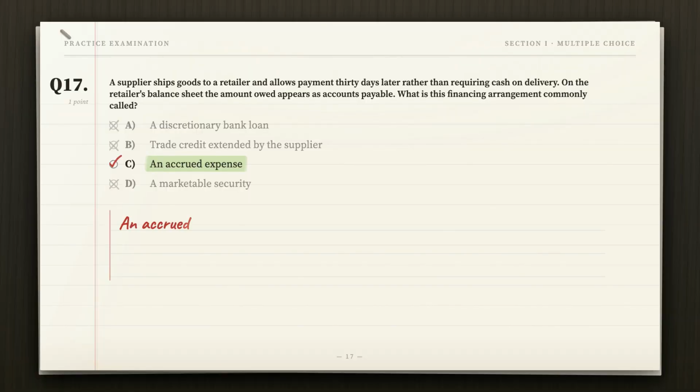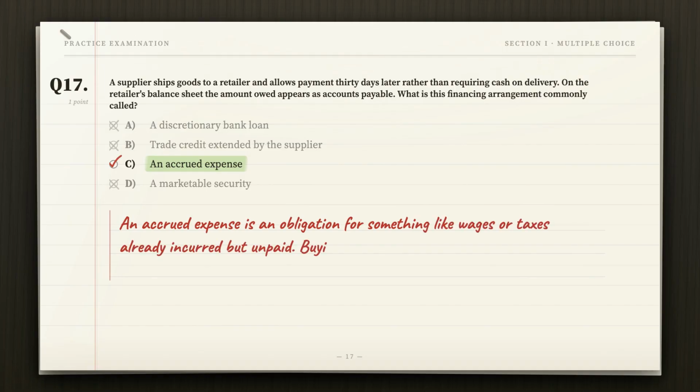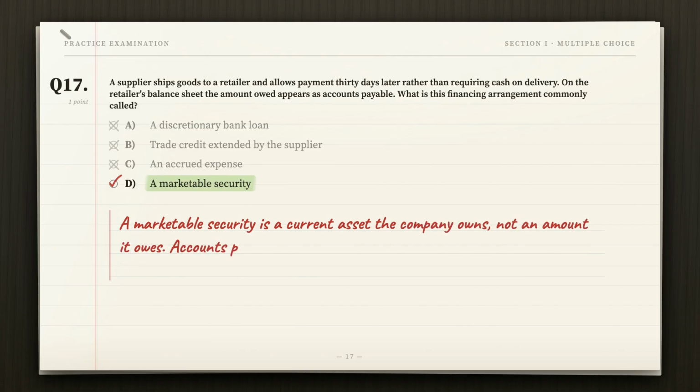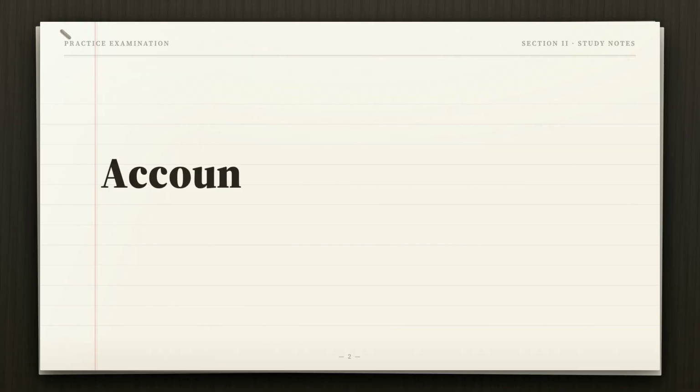C is wrong because an accrued expense is an obligation for something like wages or taxes already incurred but unpaid. Buying goods on supplier terms is trade credit, recorded as accounts payable. D is wrong because a marketable security is a current asset the company owns, not an amount it owes. Accounts payable is a liability, the opposite side of the balance sheet.